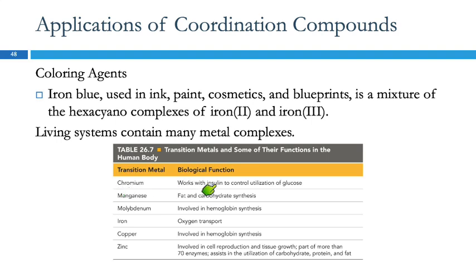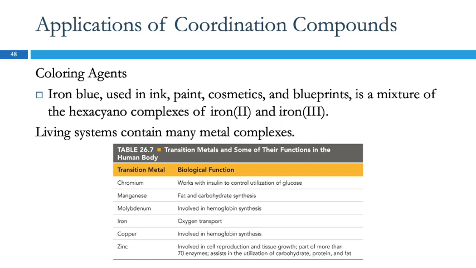Well, chromium works with insulin. Manganese works with fat and carbohydrate synthesis. Molybdenum is involved in hemoglobin synthesis. Iron is very, very important. We'll talk about this one in a minute. It's involved in oxygen transport. Copper is also involved in hemoglobin synthesis. And zinc is involved in cell reproduction and tissue growth.